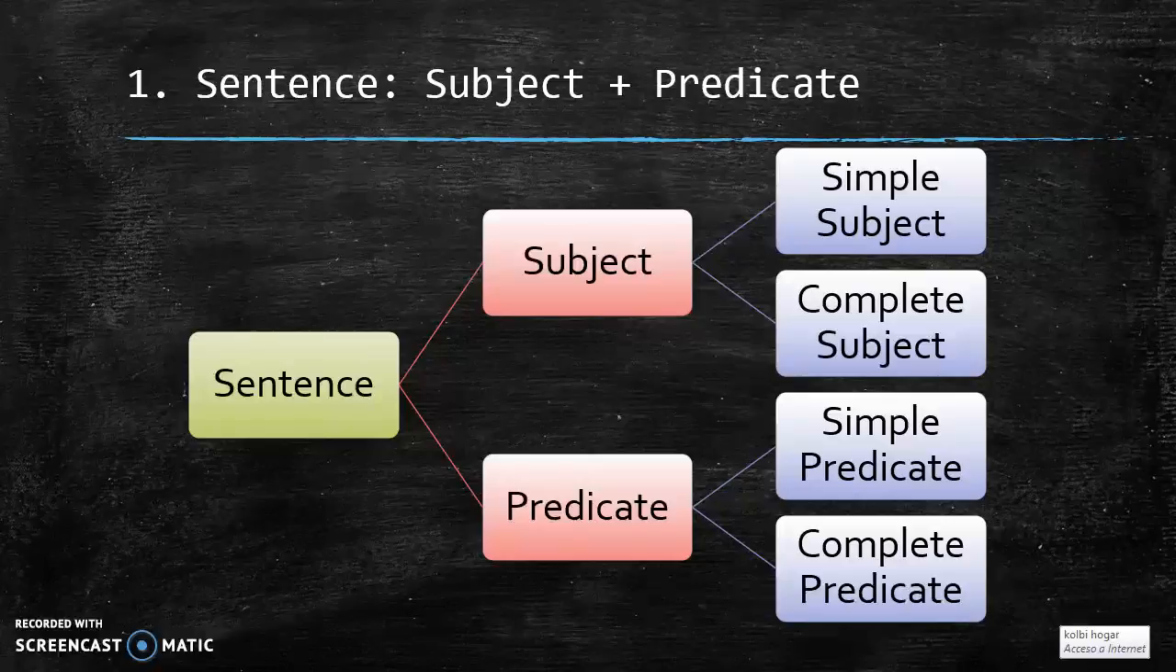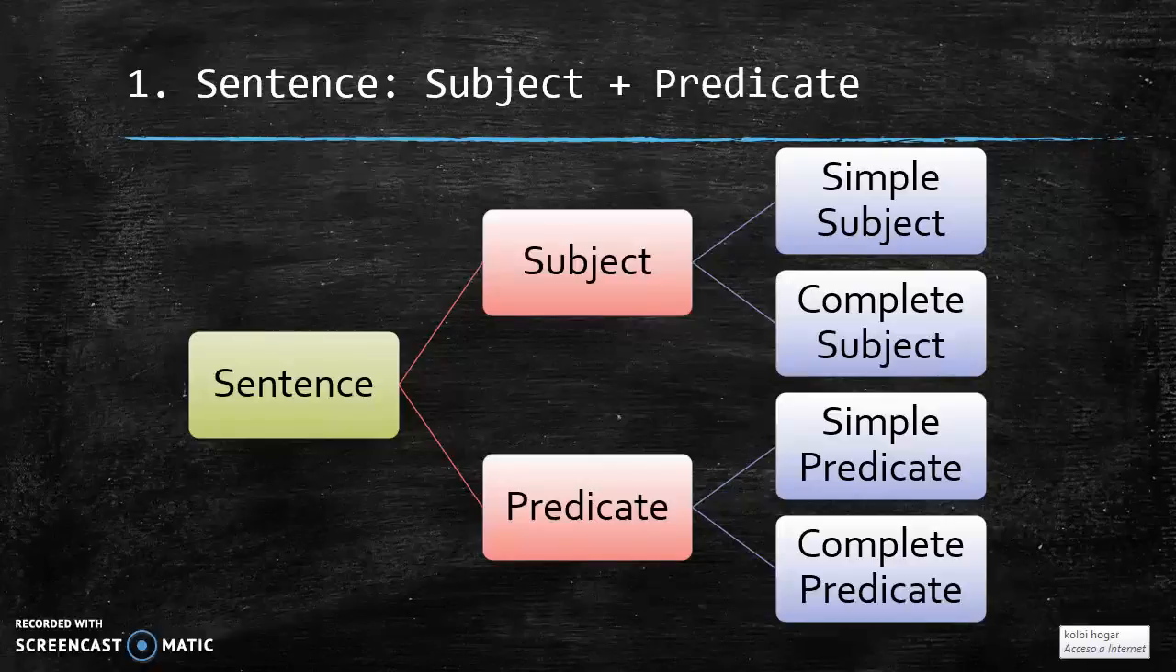Subjects are divided into simple subjects and complete subjects. The simple subject is going to be the most important word in the subject. In this case, it's always going to be a noun or pronoun. It is a word that if we take out from the sentence, we are not going to understand who the subject of the sentence is. The complete subject includes all the words, including the noun and its modifiers that make up the subject of the sentence.